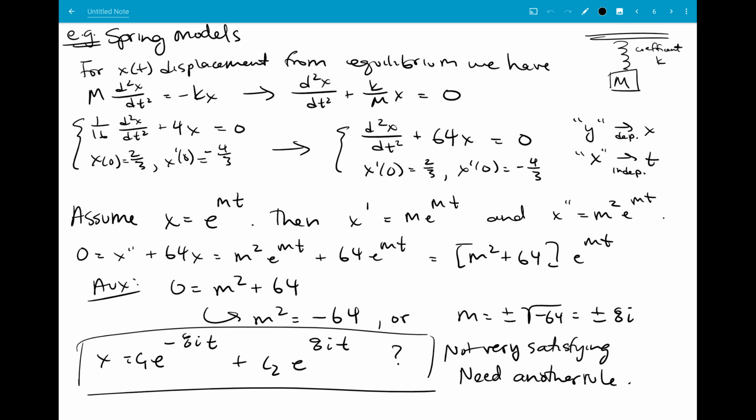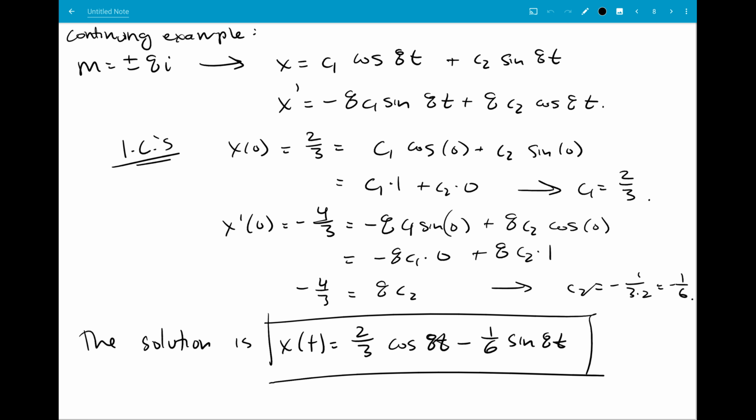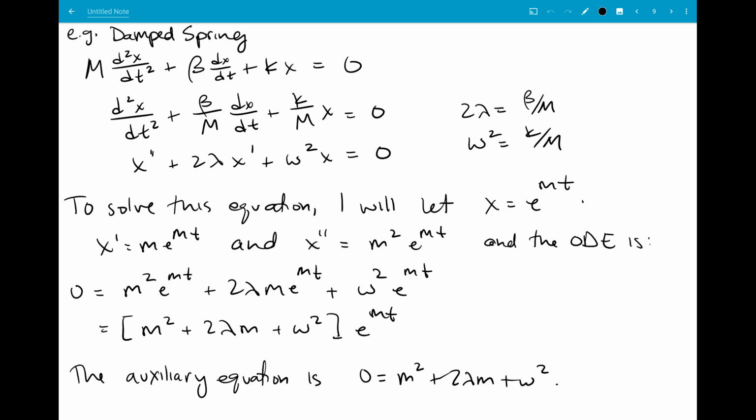So the next thing we did was we started talking about spring models, and that led us to our first imaginary roots. And we talked about how there's a special formula that converts imaginary exponentials into cosines and sines. And so I wrote down the forms of the functions that you can use instead of those imaginary exponentials. And we finished our example out by changing into cosines and sines and solving for our initial conditions as coefficients, C1 and C2. And then we looked at a damped spring in general for sort of unknown parameters that we named 2 lambda and omega squared.